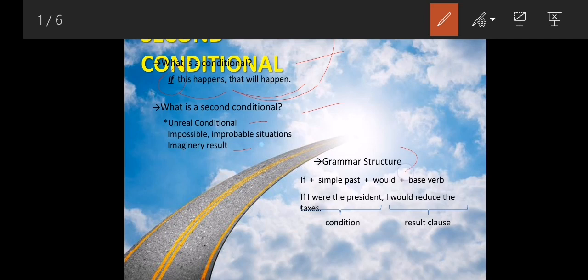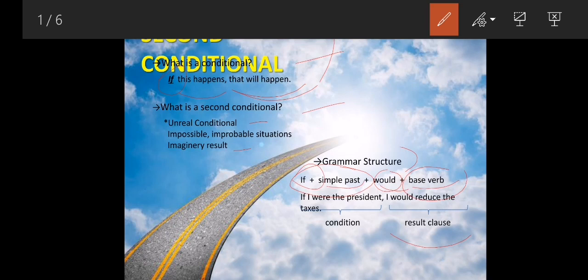So, how do we form the second conditional? This is the grammar structure of second conditional. If plus simple past plus would plus base verb or infinitive verb. The second conditional uses a past simple verb in the if clause, then would, followed by a base verb or infinitive verb in the main clause or result clause.